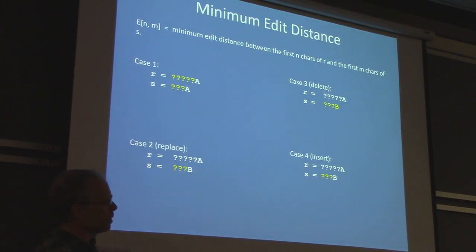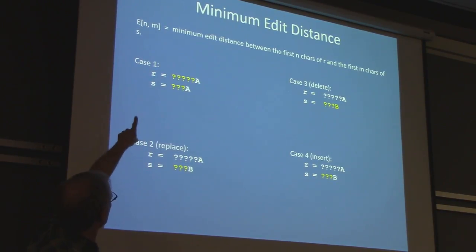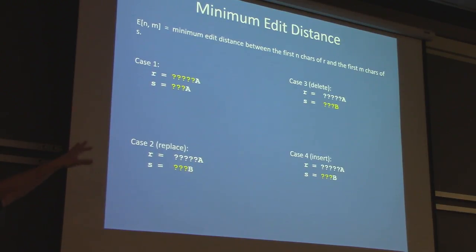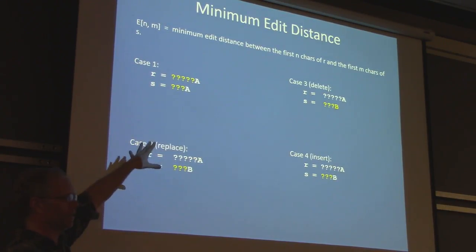I'm going to break R and S into 4 cases. So in case 1, R and S agree in their last letters. R starts with some letters and S starts with some letters. It doesn't necessarily have to be 5 and 3. R could be longer, S could be longer, they could be the same length, they could have any number of characters. I'm just saying that they end with an A.